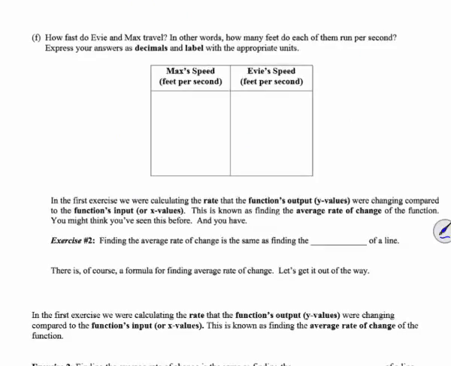How fast do Evie and Max travel? In other words, how many feet do each of them run per second? Our formula, which goes back to chapter 1, is distance equals rate times time. For Max, he ran 50 feet in 20 seconds, so I have to divide both sides by 20. That means he ran 2.5 feet per second.